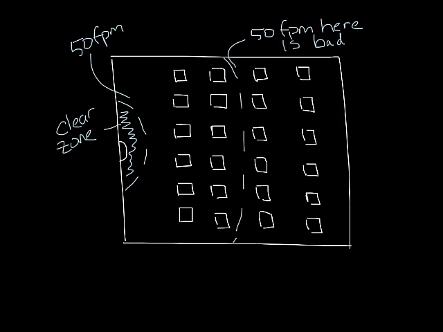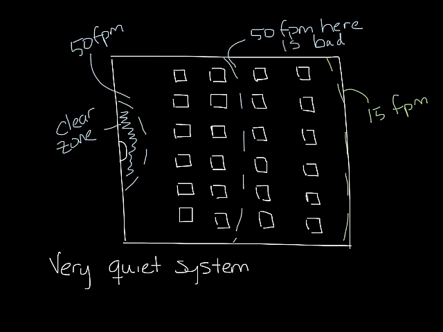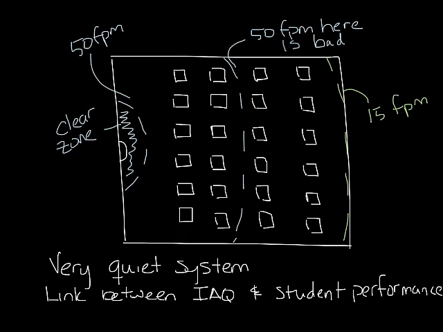You also want to make sure that you're supplying enough air to handle the space. A good rule of thumb is to select the diffusers so that the furthest end of the space is about 15 feet per minute. One big reason that displacement ventilation is being used in schools is that it's a very quiet system. Studies have also shown a link between indoor air quality in a school and student performance. So maybe we'll get into some of those details in a future podcast.